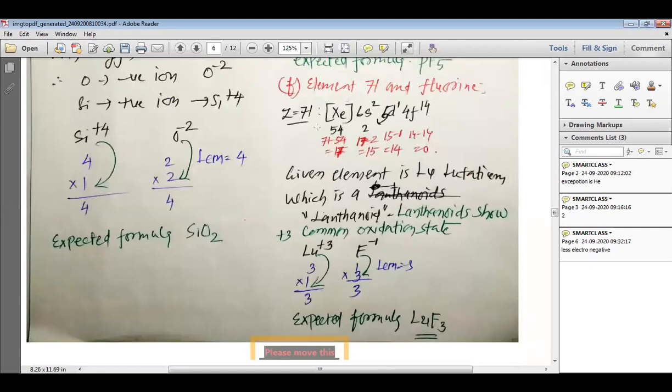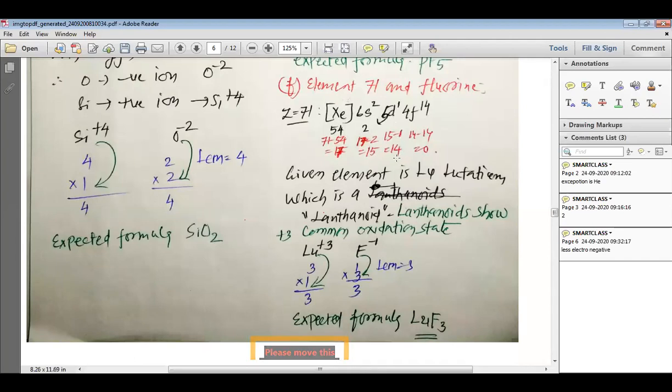If you look at the electronic configuration for 71, for xenon we put 54. So 71 minus 54 is 17. Then we still have 17 electrons. So the next 2 electrons go to the 6s2. Therefore 17 minus 2 is 15. We still have 15 electrons. So in D we put 1 electron.